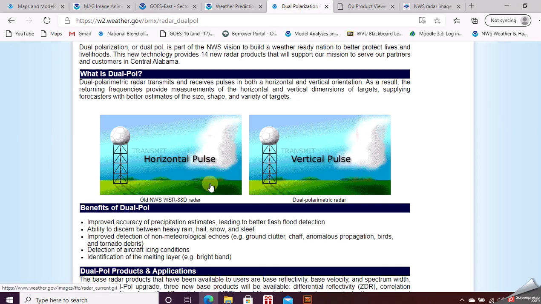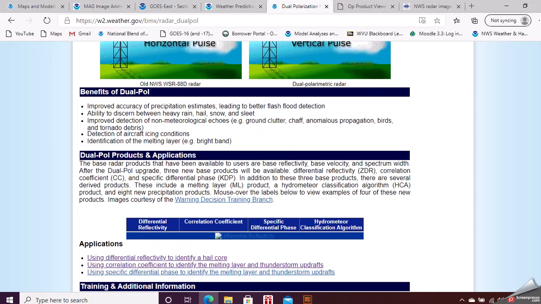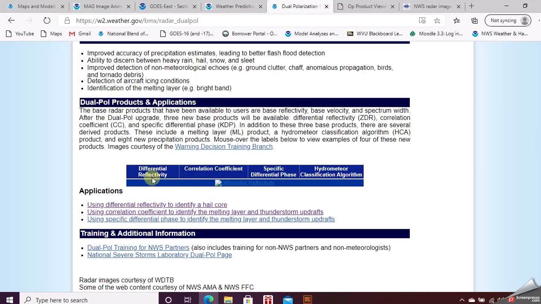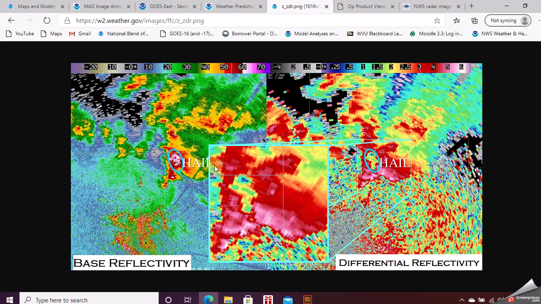I said everything right now was horizontal. Well, dual pole is out there, and it's a vertical pulse as well. So what does that mean? That means you can get a diameter or a shape of particles. So with that, you can get some neat things called differential reflectivity. What that means is there's a change in the size of droplets or size of bugs or whatever you're looking at on the radar. A significant change. And it picks it up.